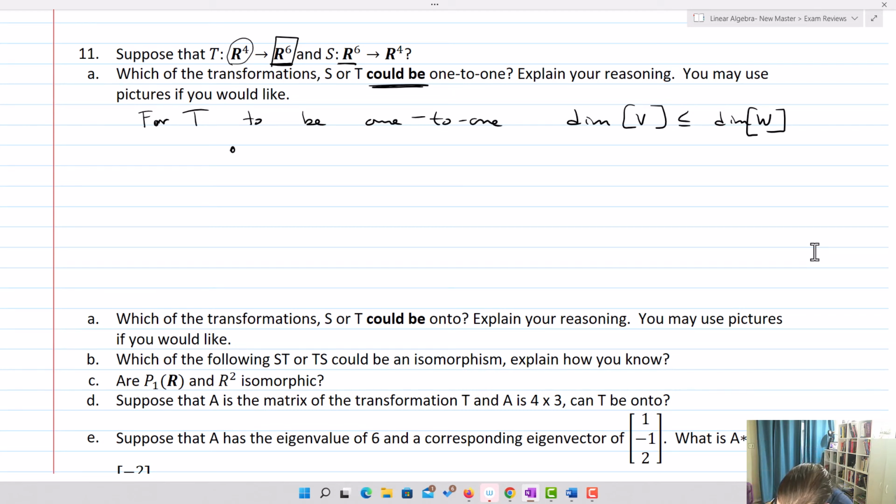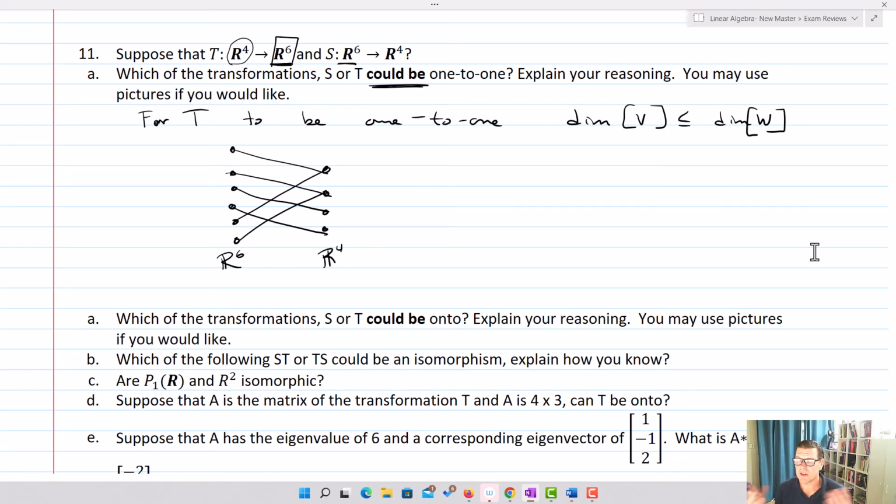So you can imagine I've got 1, 2, 3, 4, 5, 6 dimensions, and I've got 1, 2, 3, 4 in R4, and this is just metaphoric, but it's the idea. If we map 1 to 1 for the first 4, the other 2 are going to have to map somewhere, because otherwise the transformation is not well defined, but that automatically makes it not 1 to 1. So since the dimension of V is less than or equal to the dimension of W for T, T could be 1 to 1.